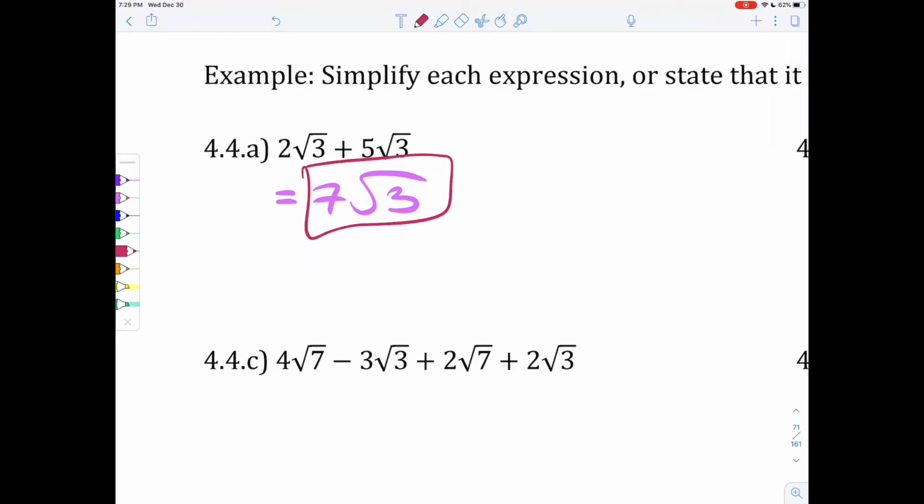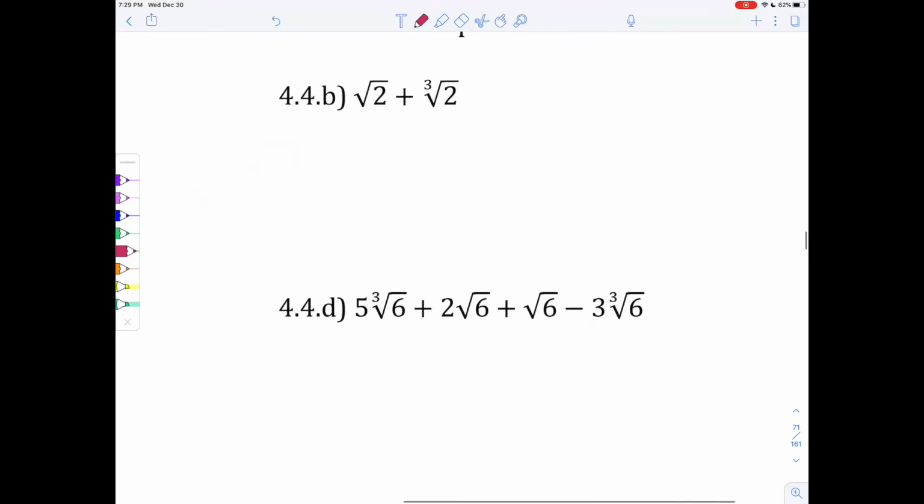I'll take this. So that's 7 root 3. Next one, I'm looking for terms that are like root 2. And I think, oh, this is close, but ooh, that index is different. So I don't actually have any like terms here, which is sad. So it cannot be simplified.